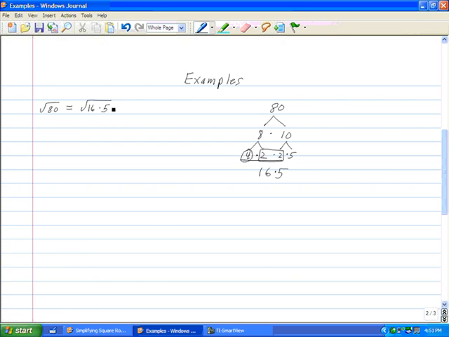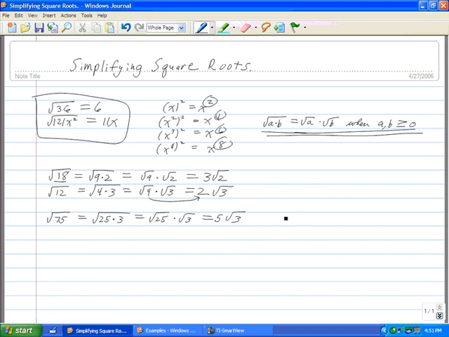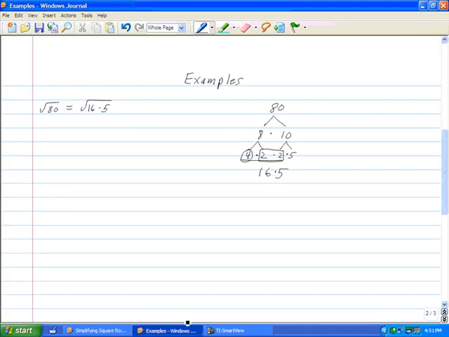And the next step, the one I was performing on this last page, the rule says we can do it, doesn't say we have to. So to save time, what you can start doing is saying the square root of 16 is 4, and the square root of 5 has to stay in. So in other words, you don't have to actually show that step every single time.